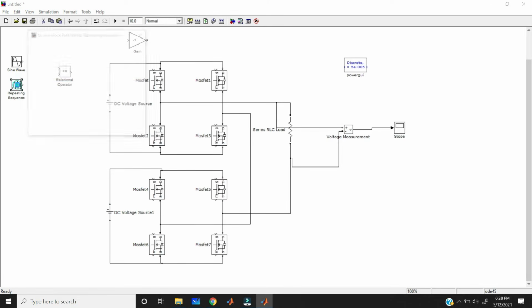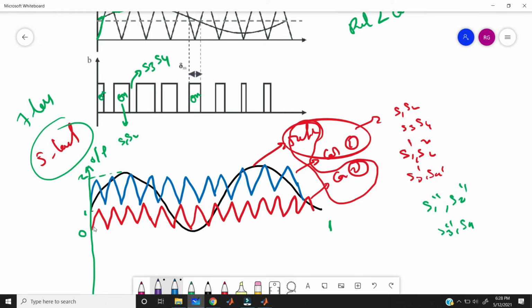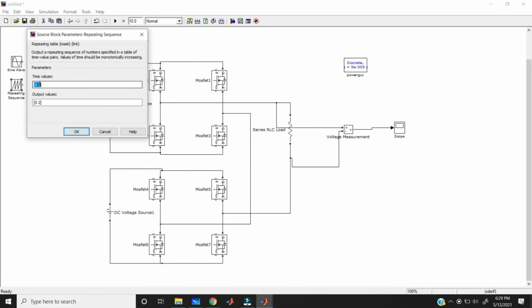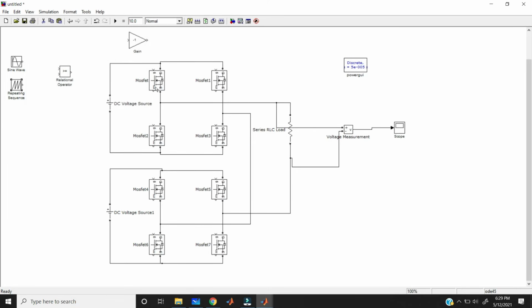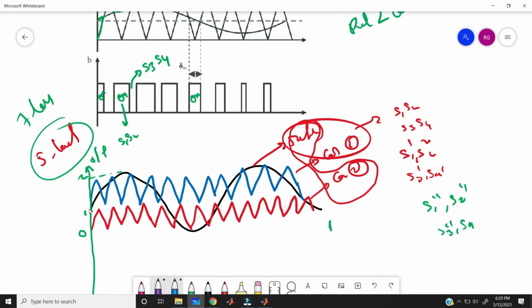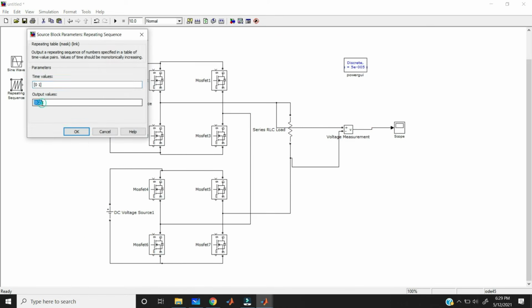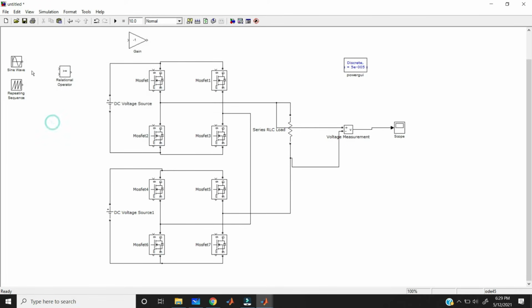Now the repeating sequence. Here we have the time values and the output values. In our waveform the time value is 0 to 1, so take the time value as 0 to 1; this does not change at all. But what is the output value? For the first H bridge we need to take 0 to 1, and for the second H bridge we need to take 1 to 2. So take the repeating sequence as 0 to 1 for the first H bridge, and give it to the comparator relational operator.